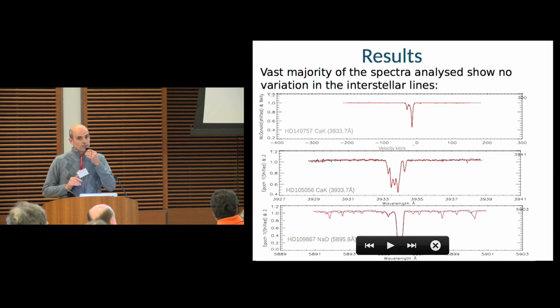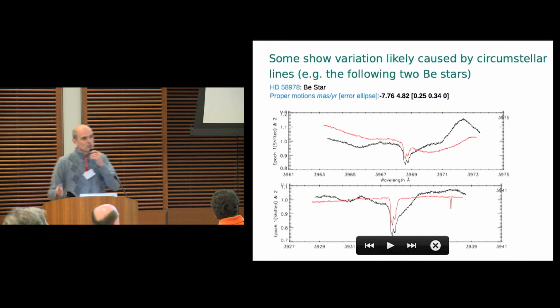So the vast majority of our 105 sightlines, we see absolutely no change. In the sample, the distance moved is somewhere between 0 AU and 1,000 AU in the 5 to 20 years. And as I said, in the vast majority here, red is one epoch and black is the other epoch. The lines here are basically telluric lines in the NaD. Almost the vast majority, so no change. Some we see changes, but we found later on they were actually badly chosen stars because they're basically Wolf-Rayet stars with winds and things like that.